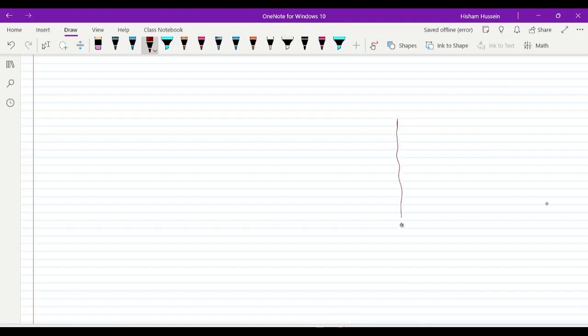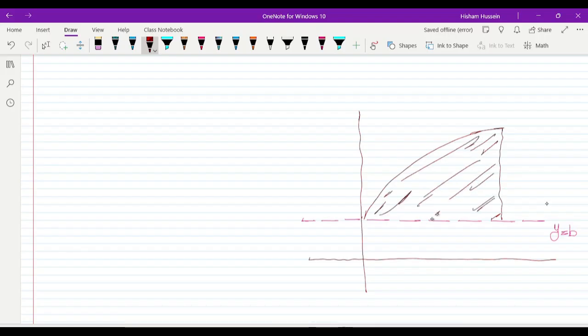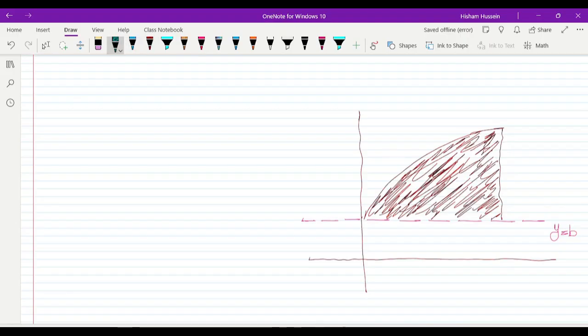But what if you would like to rotate an area about an axis that is different from the x or y axis, like this axis, y equals, for example, b? Assume that here we have a curve y equals f of x, and we would like to rotate this curve about y equals b.